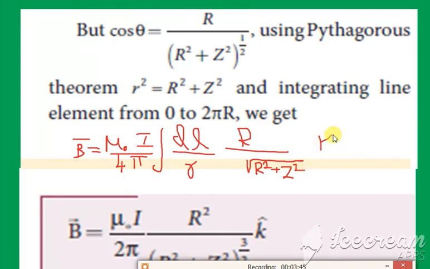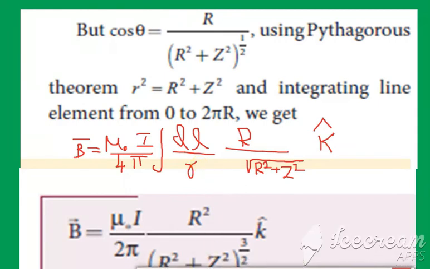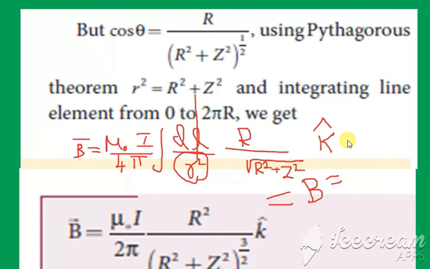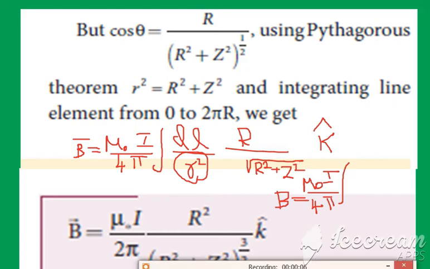Now this I am writing as k cap. So this is the value of r alone. Sorry, this is r square. Now substitute this value of r square here. So we will get the step as B is equal to mu naught I by 4 pi. Now we are taking the integral limits. What are the limits for this integral? We are going to take the integral limit from 0 to 2 pi a, or we can also write it as 2 pi r.